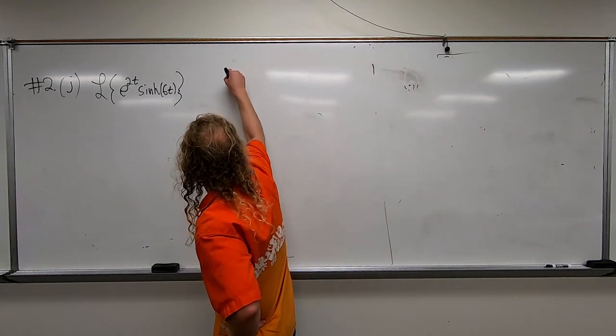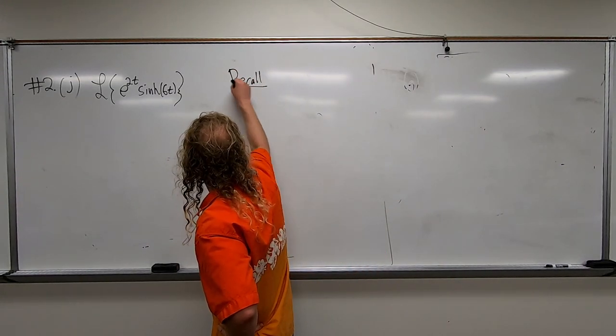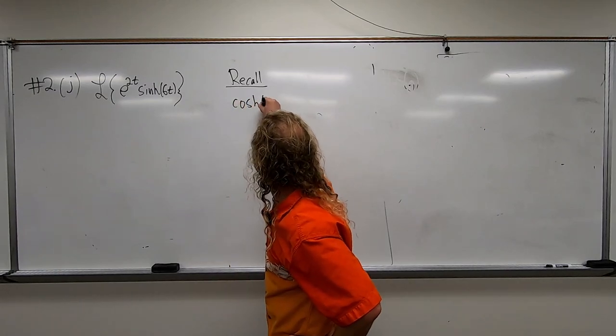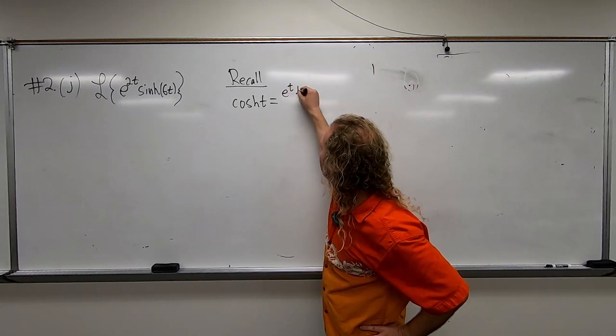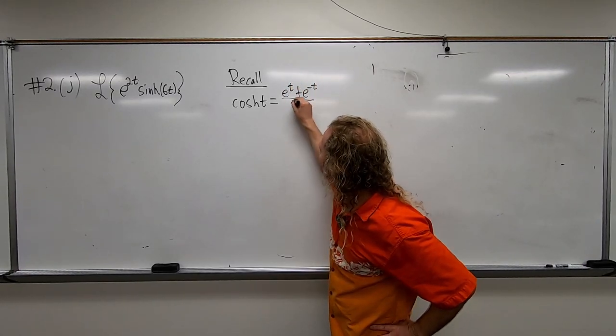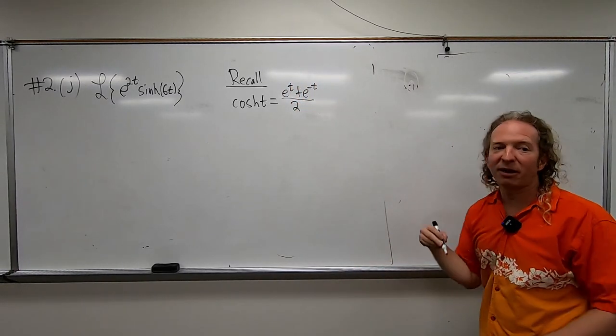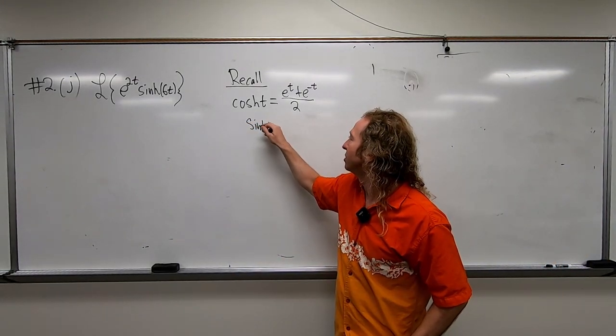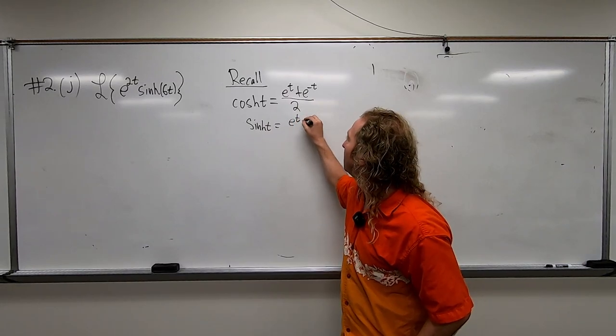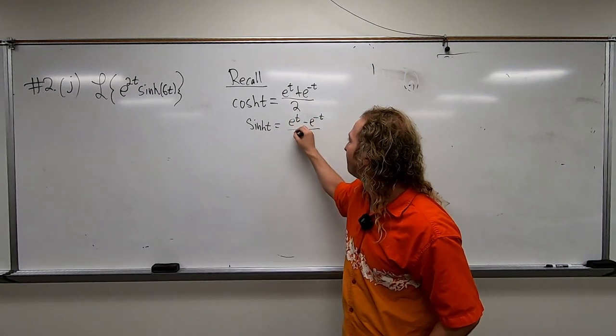So recall that the hyperbolic cosine is the average of e to the t and e to the negative t. So you add them up and divide by 2. And the hyperbolic sine is half the difference. So it's sinh t, it's e to the t minus e to the negative t over 2.